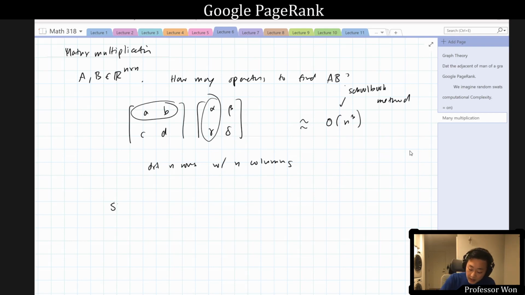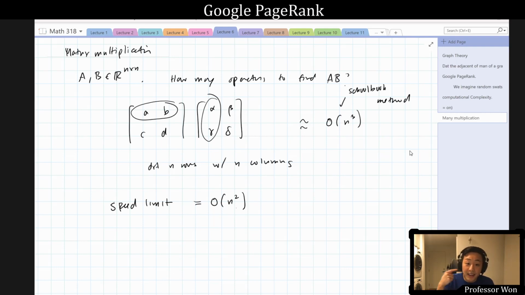So the speed limit here is O of n squared, right? This n squared is the size of the output matrix. So the speed limit here is almost as fast as you can read the matrix is how fast you can multiply.